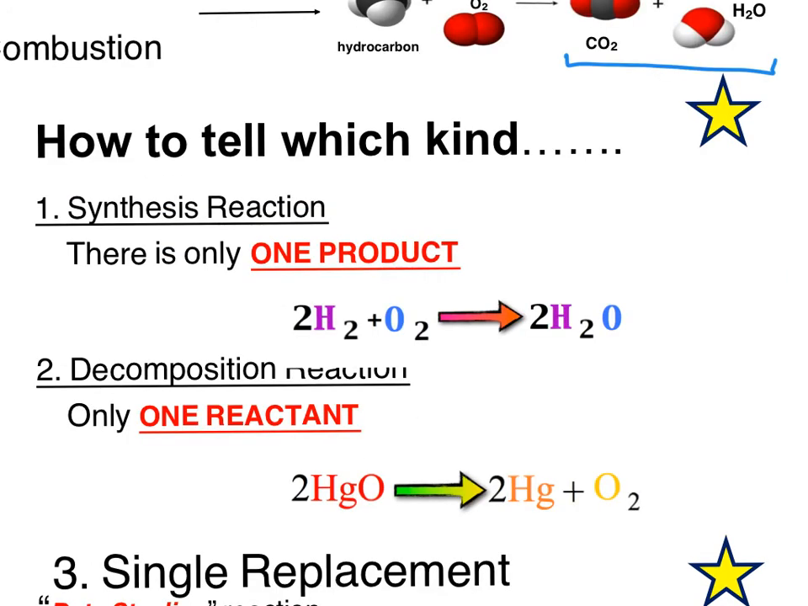I briefly talked about this above, but remember, synthesis reaction is where I'm only going to see that one product. Decomposition is where I'm only going to see one reactant. So I will have 1 of something on either side of my arrow in synthesis or decomposition.